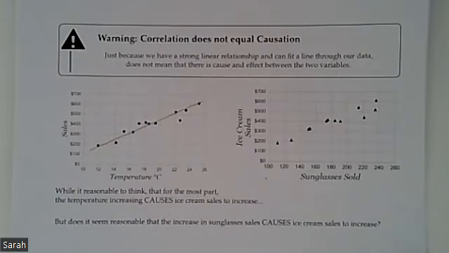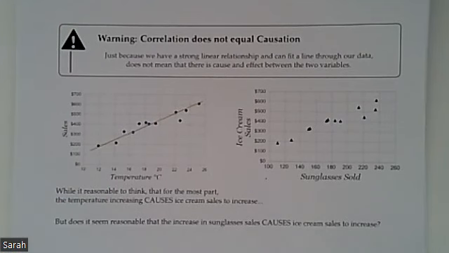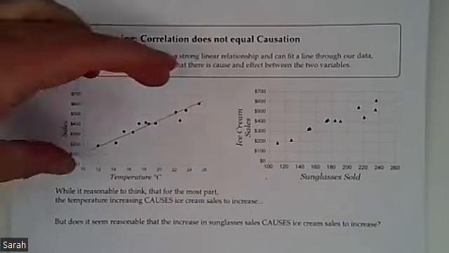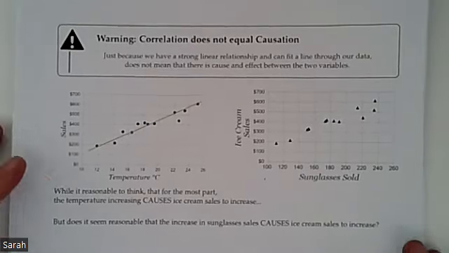If we look at our ice cream sales example, it is probably reasonable to think that in general, as the temperature increases, it is going to cause our ice cream sales to increase as well, at least for a certain amount of temperature values. So that's probably fairly realistic to think that maybe there is some cause and effect there.